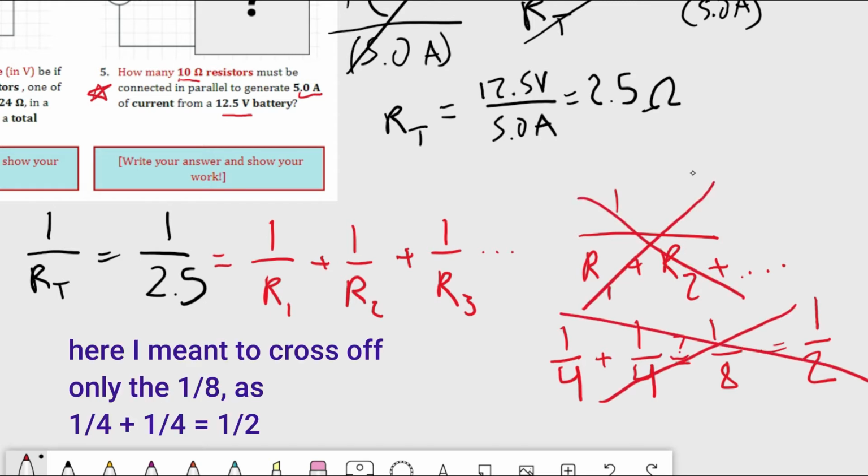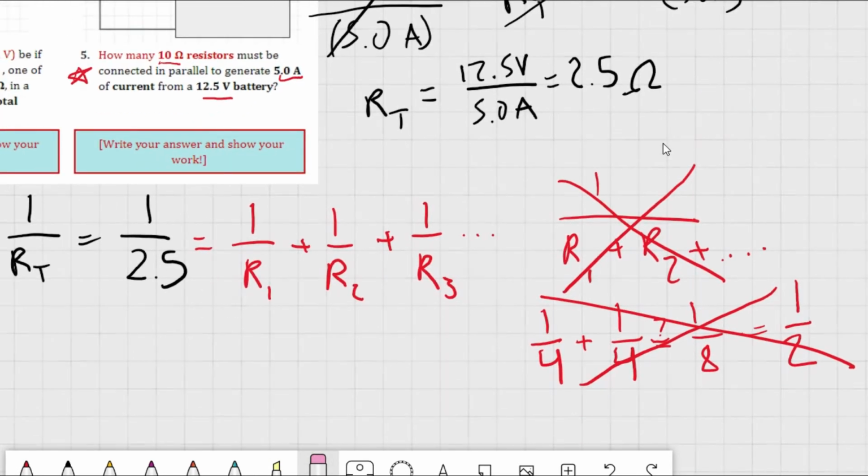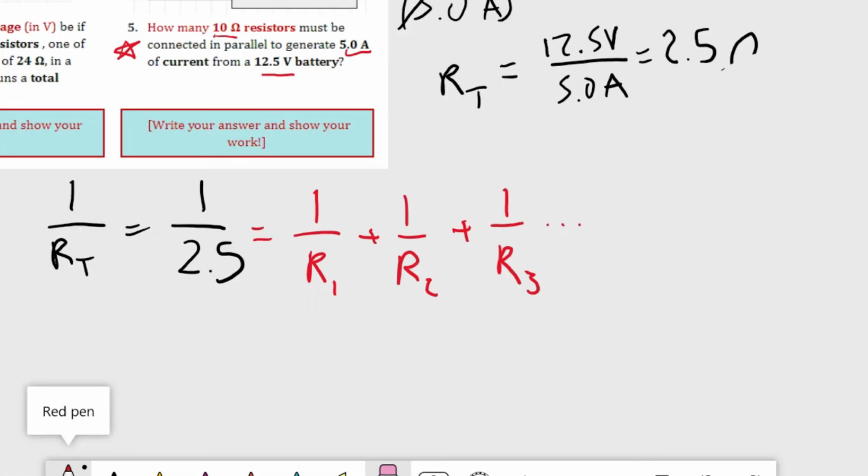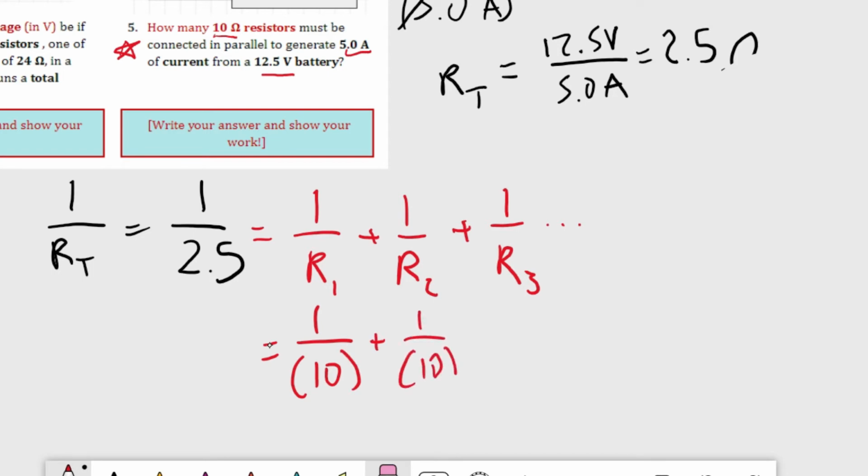What we're going to be doing is instead using a more mathematically correct way of solving for the missing R1s in this case. So we know that on our left side, this should equal 1/2.5, and on the right side, we have 1 over our first resistor plus 1 over our second resistor plus 1 over our third resistor. In this case, we don't know how many resistors there are. We do know, however, that there are all 10 ohm resistors. So I'm going to go ahead and write this in here as well. 1 over 10 ohm plus 1 over 10 ohm plus 1 over 10 ohm.